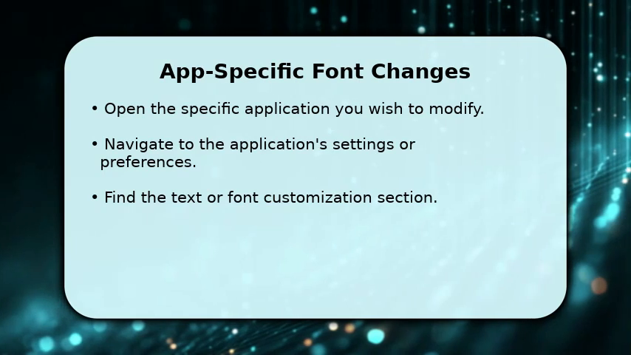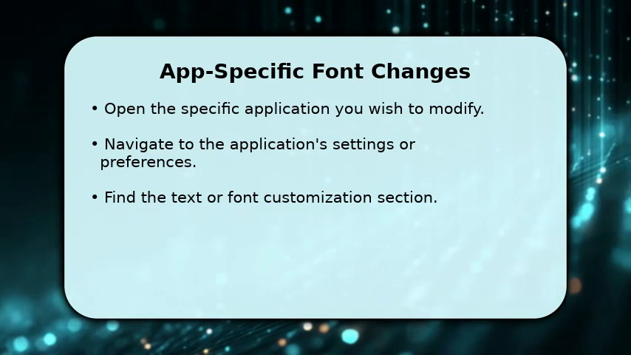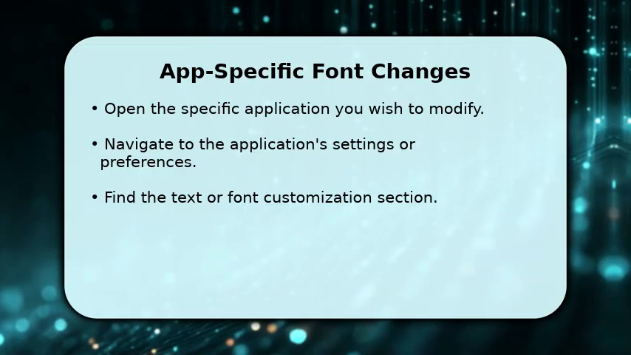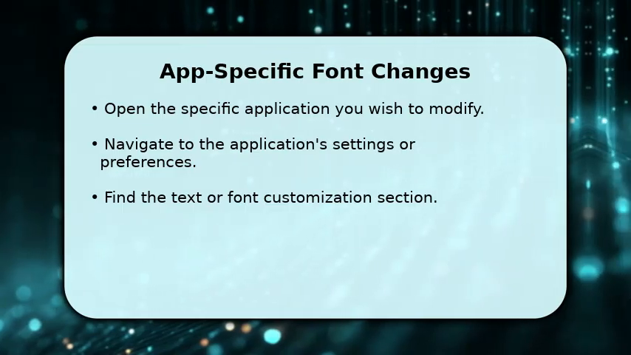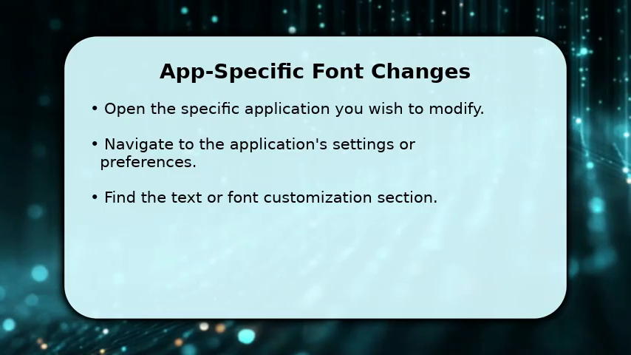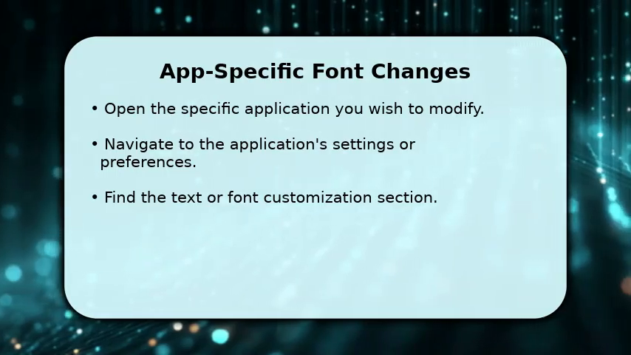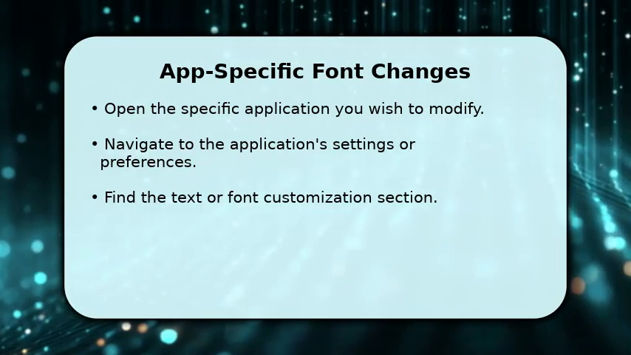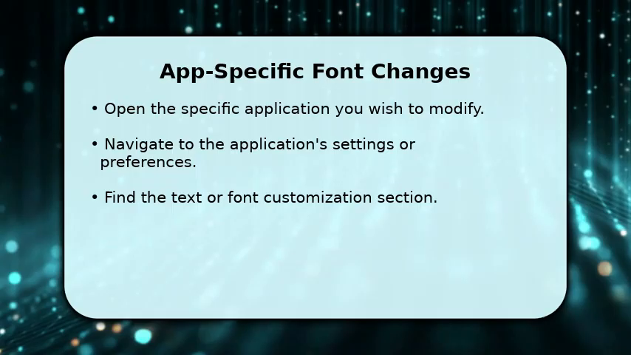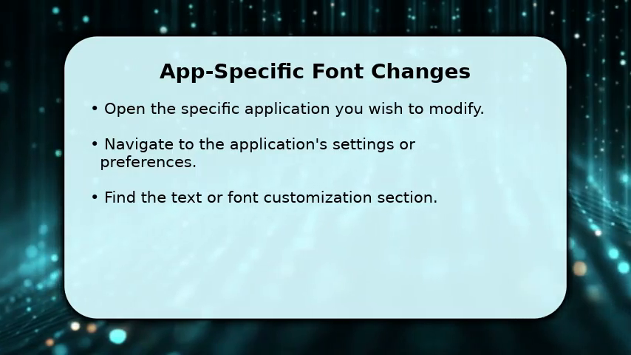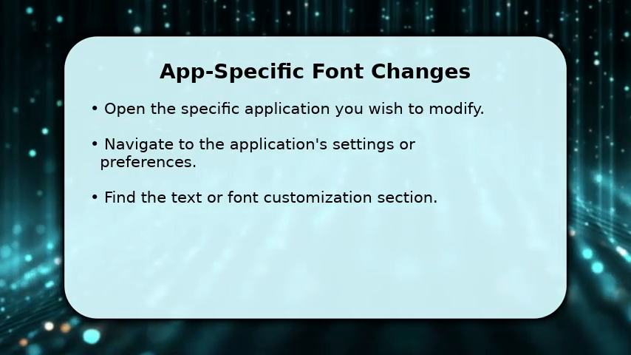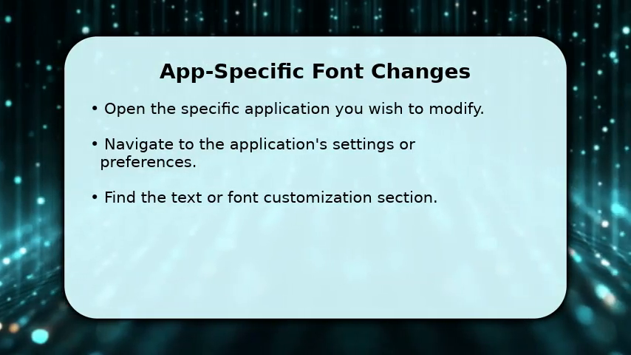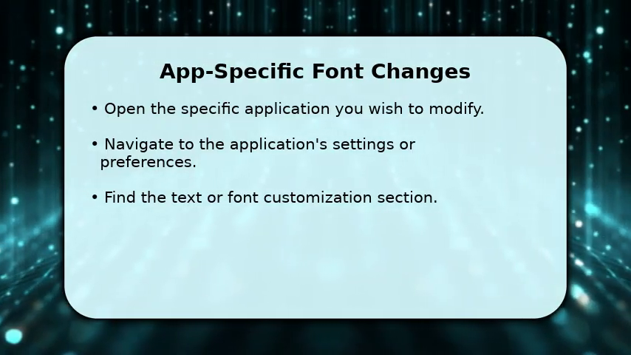Many individual applications also allow you to customize their fonts, independent of your system settings. For example, word processors, email clients, and even some social media apps provide this flexibility. Open the app and head to its internal settings or preferences menu. There, you'll often find a dedicated section for text or font customization. You might have a choice of 20 or more fonts. Pick your preferred style and save your selection to see the change within that specific application.